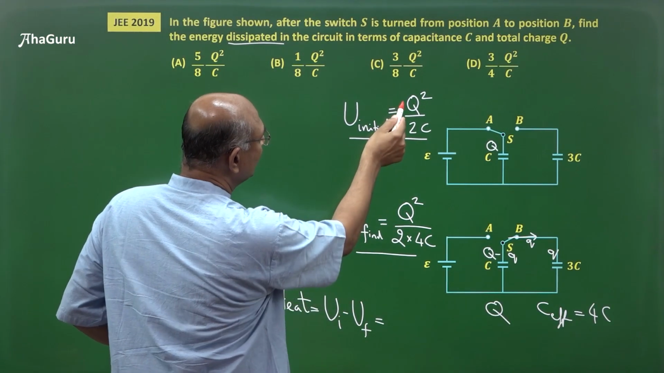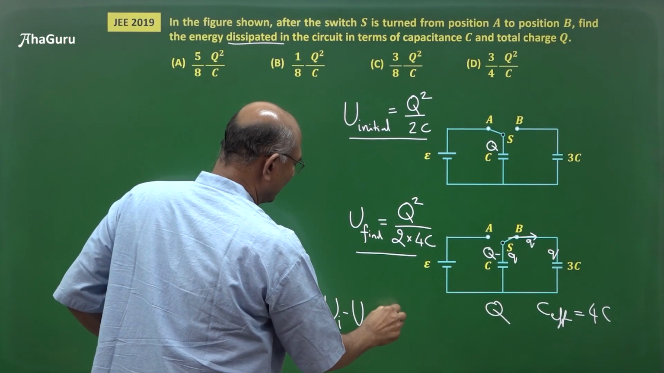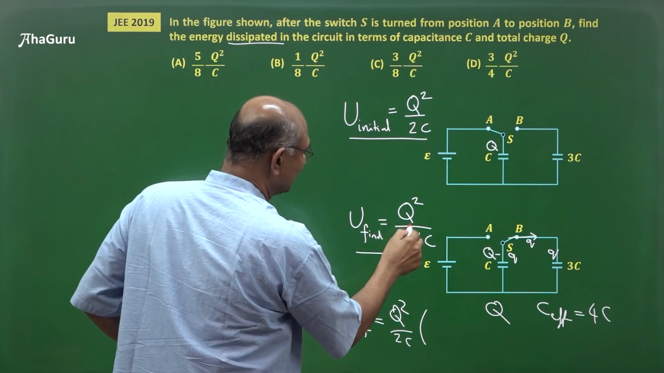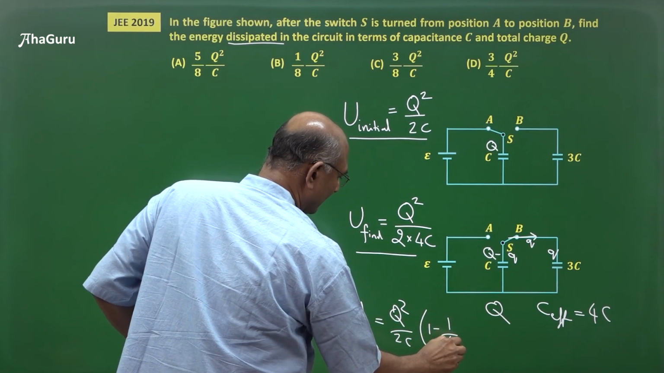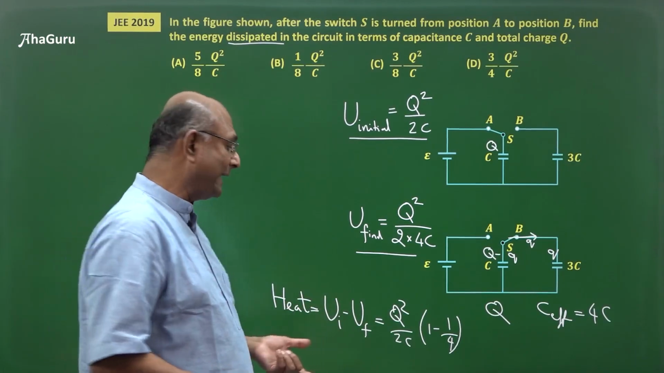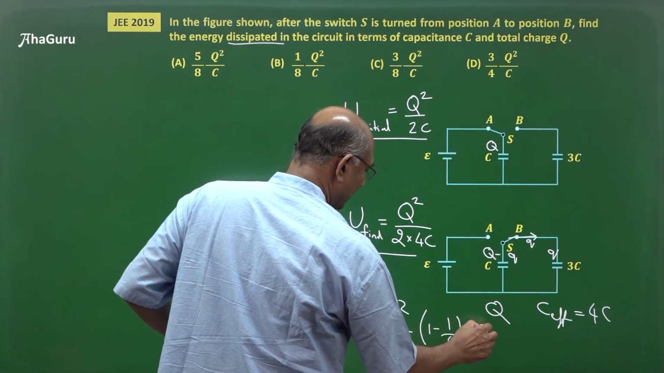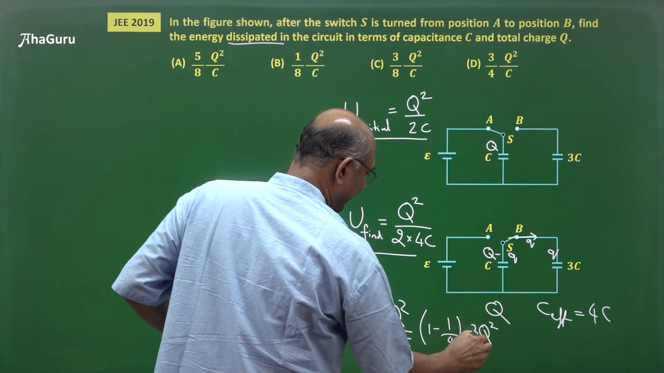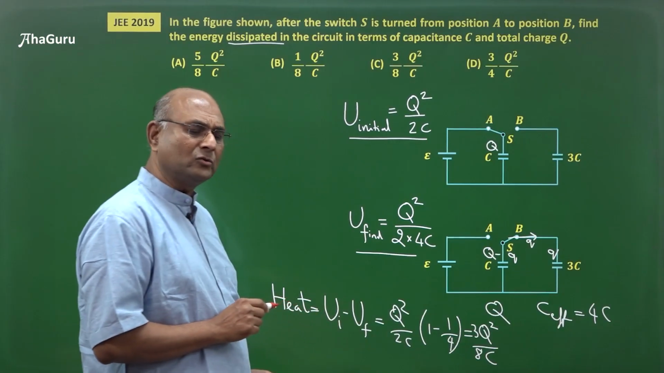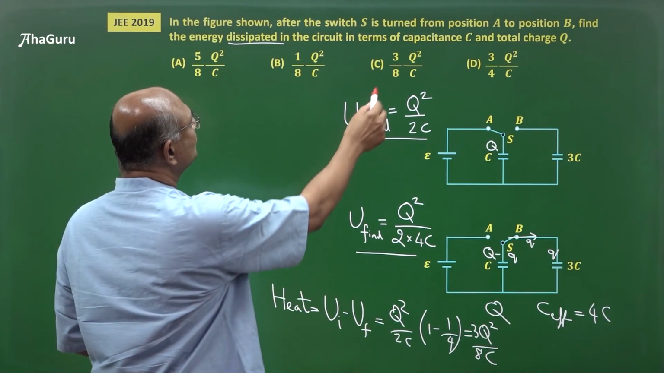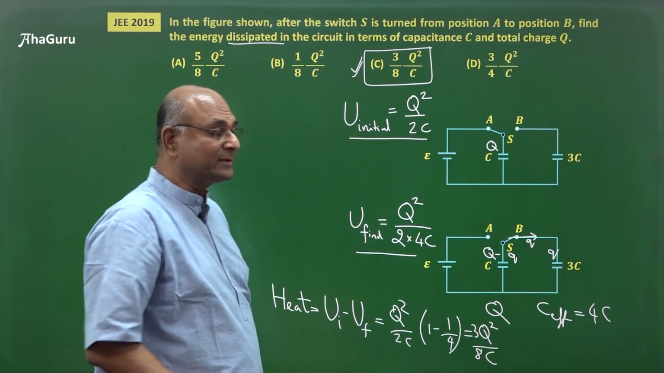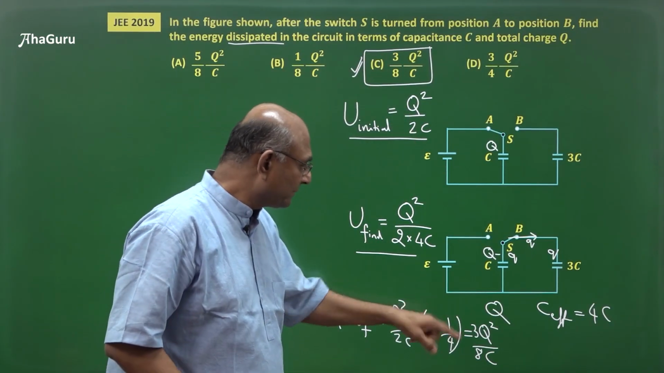And so this minus this, Q square by 2C is common, I'll remove it. Q square by 2C into 1 minus 1 by 4. 1 minus 1 by 4 is 3 by 4. So 3 by 4 into 1 by 2 is 3 by 8. So Q square 3 by 8 and Q square by C, right? So 3Q square by 8C. 3Q square by 8C, that is this option. So the answer to this question is 3 by 8 Q square by C.